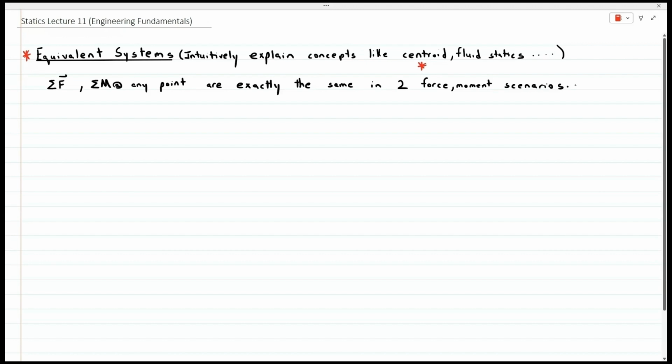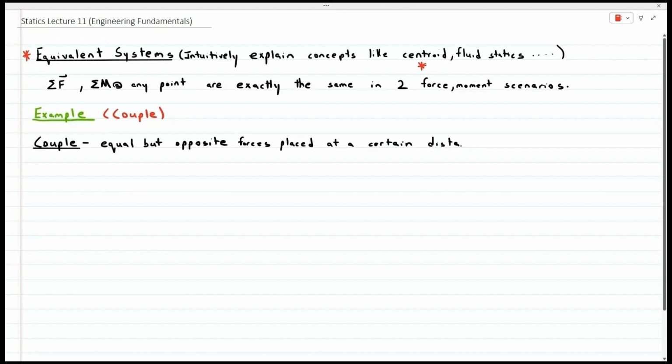One example of an equivalent system can be shown below. In this example, we'll discuss the idea of a couple. A couple is a common topic in statics. What a couple is: it's equal but opposite forces placed at a certain distance away.